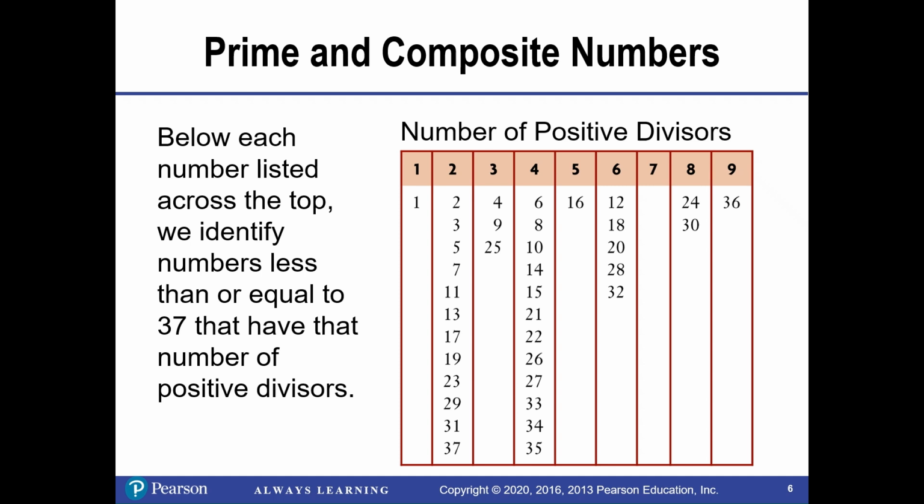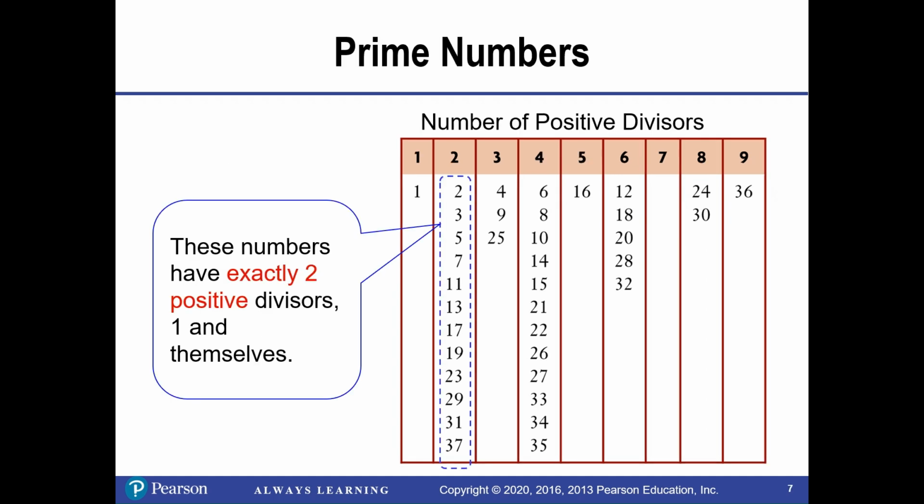We can also think about classifying the whole numbers by the number of positive divisors they have. So this chart here shows us the numbers that are less than or equal to 37 in a column that designates how many positive divisors they have. In this chart, we can see that these numbers have exactly 2 positive divisors, and those positive divisors are 1 and itself. So, for example, if we look at 11, the only numbers that divide 11 are 1 and 11. So 11 has exactly 2 divisors.